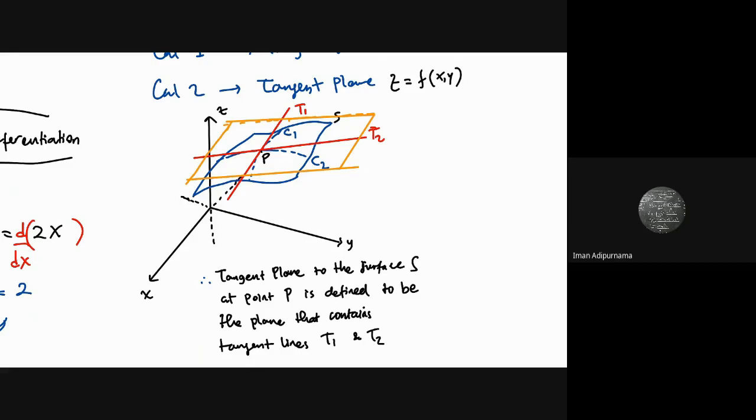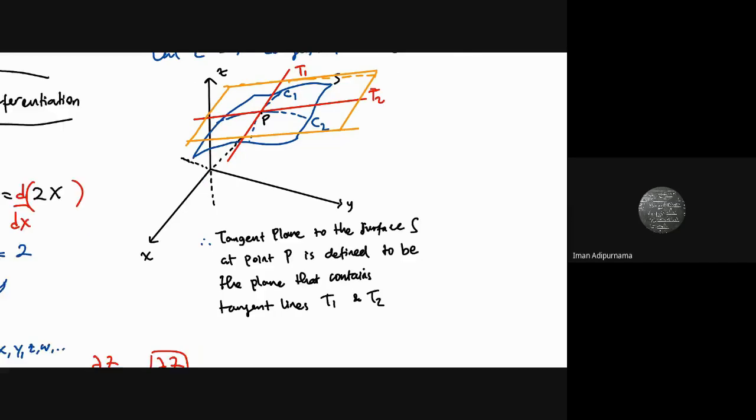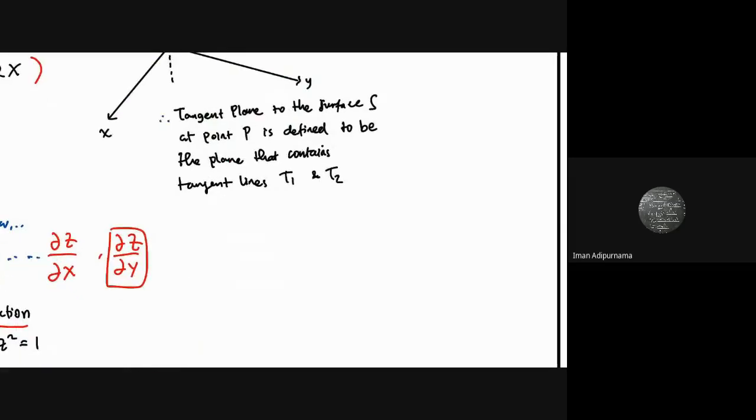Okay, at least that is the plane. Or maybe let me make a little bit. Okay, so the tangent plane is actually having T1 and T2, or contains T1 and T2. And let me write the equations.